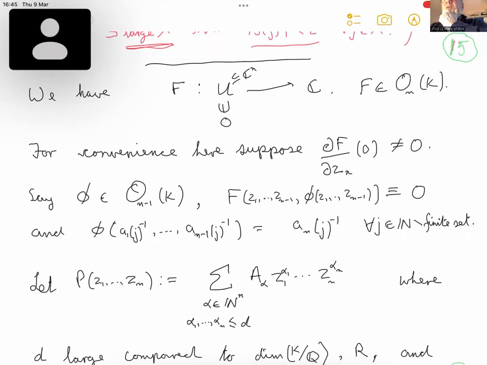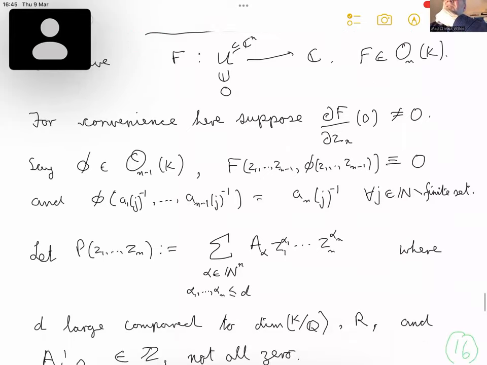So we have our function, we're back in the standard world now, on this neighborhood of zero. For convenience of the talk, I'm going to suppose that the derivative of f in the last variable at zero does not vanish. That's not a particularly strong assumption. After a linear change of variables, you can suppose that some derivative in the last variable at zero does not vanish. And then by the Weierstrass preparation theorem, you can actually suppose f is a monic polynomial in the last variable. And that's almost as good as this.